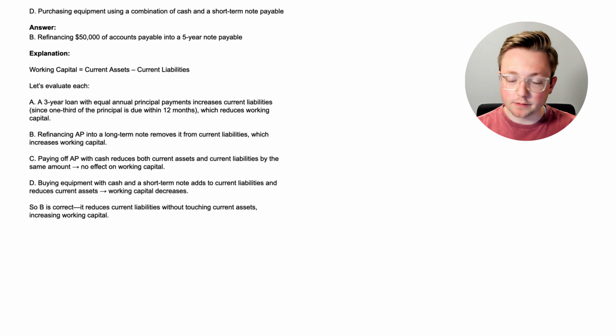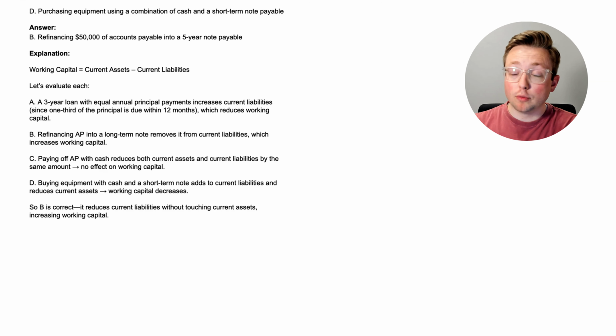So let's evaluate each of these different options. Option A, there's a 3-year loan with equal annual principal payments, and that increases current liabilities because 1/3 of the principal is due within 12 months, which reduces working capital. And so let's think about that. That increases the current liabilities each year. So current liabilities is going to be bigger in that situation rather than smaller, meaning that the working capital is going to be smaller.